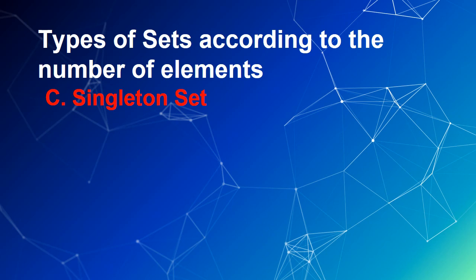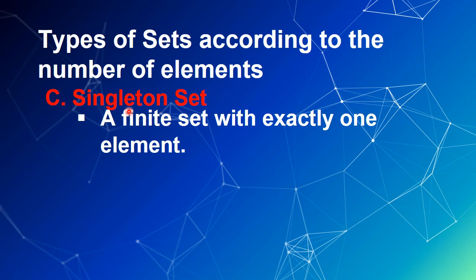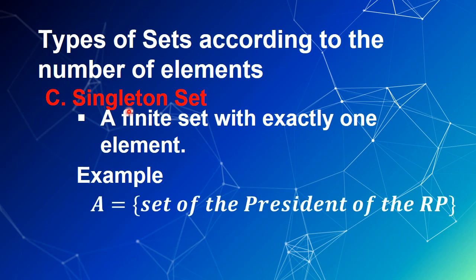The next one is what we call the singleton set. When we say singleton set, from the word single, that is a unit set or a finite set with exactly one element. So this is a group wherein the member is only one. If you have a group chat and there is only one member, that is a singleton set. There is only one element. Example, we have a set of the President of the Republic of the Philippines. There is only one President of the Republic of the Philippines. Therefore, we can say that this set is a singleton set or a unit set.